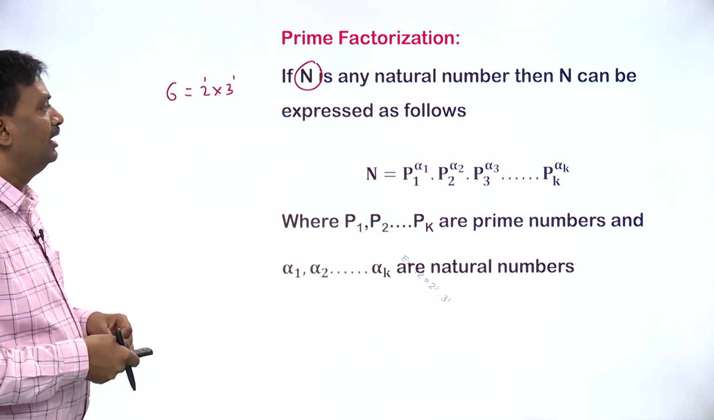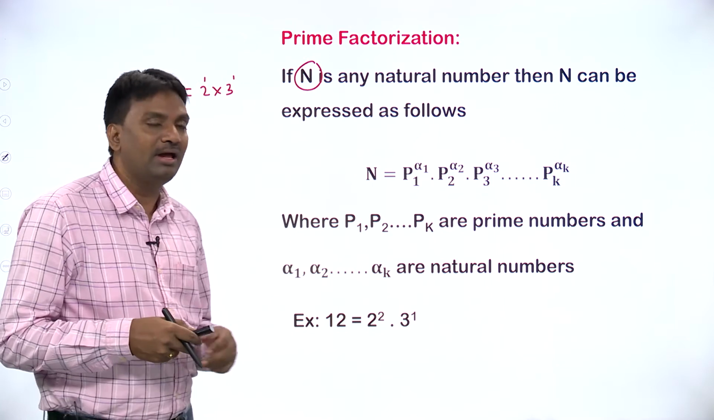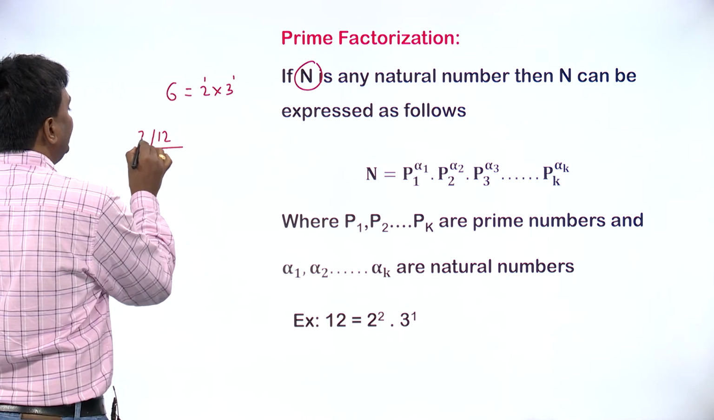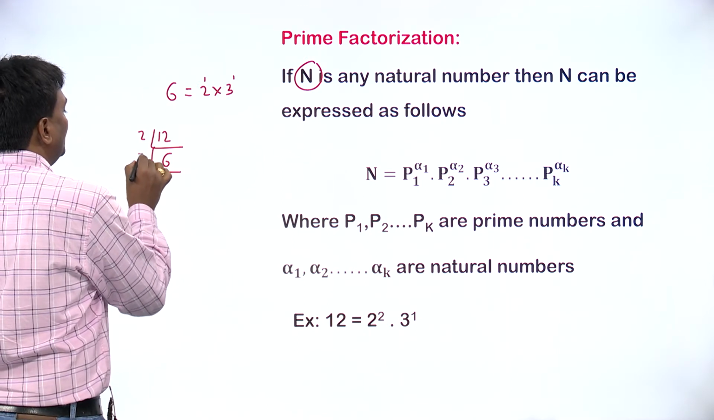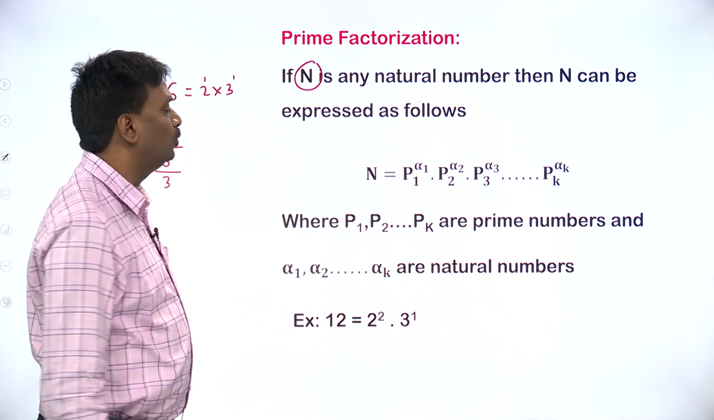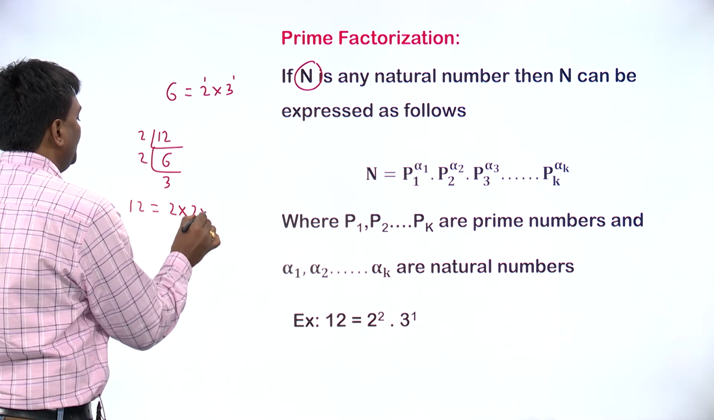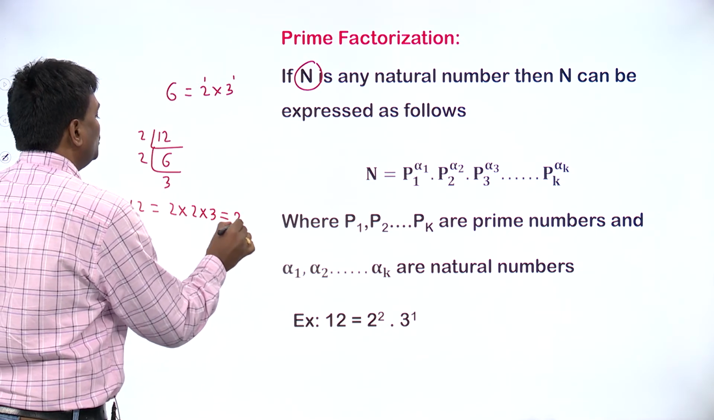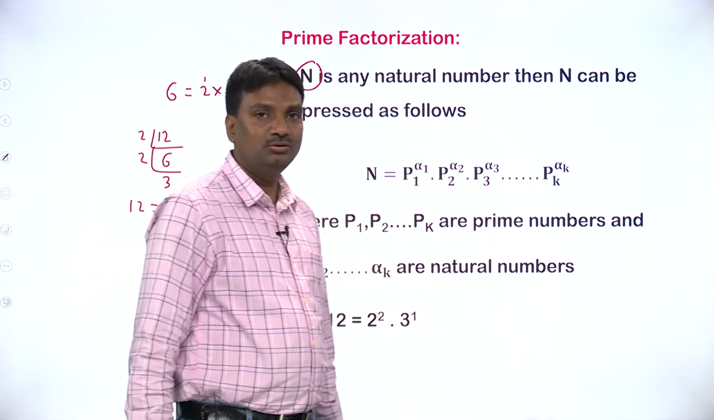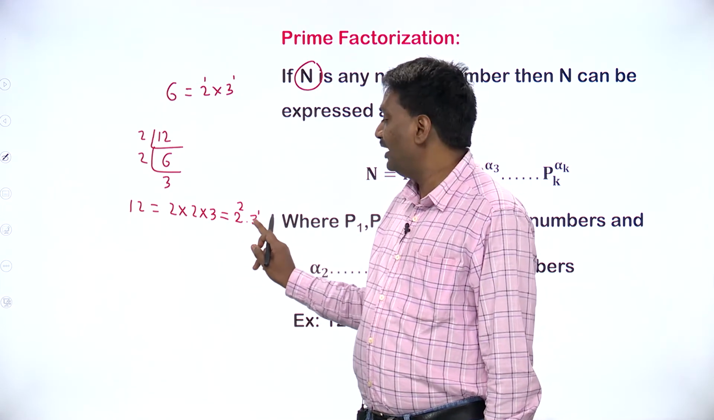Prime factorization. Here we can consider the example as 12. If we take the number 12, here we can write 12 by taking the LCM, 2 two times, 3 one time. So, 12 can be written as 2 into 2 into 3, where 2 into 2 means 2 square into 3 power 1. So, 12 can be written as 2 square into 3 power 1.